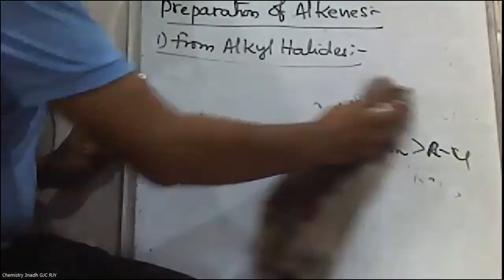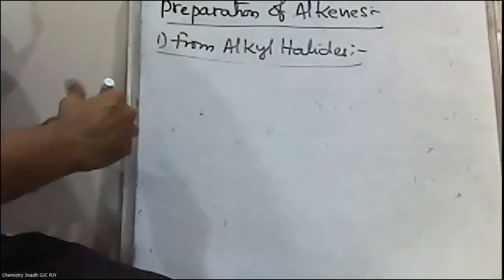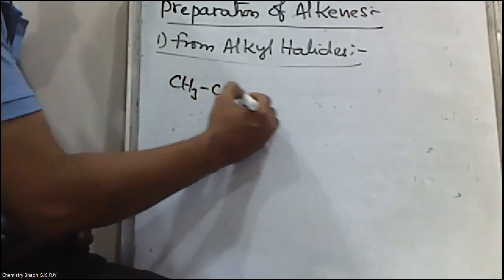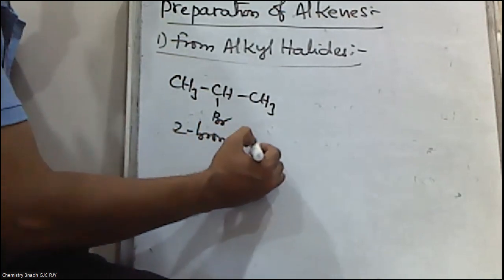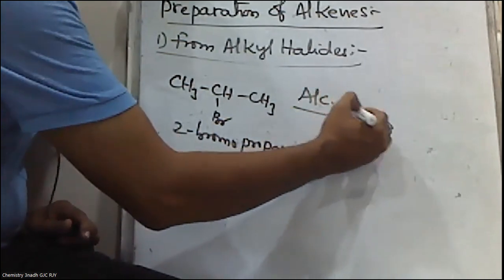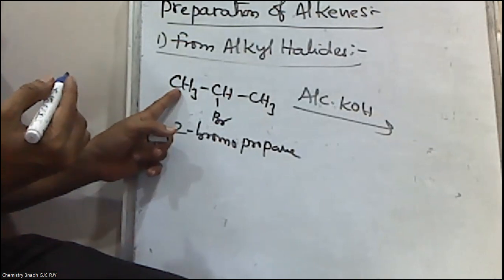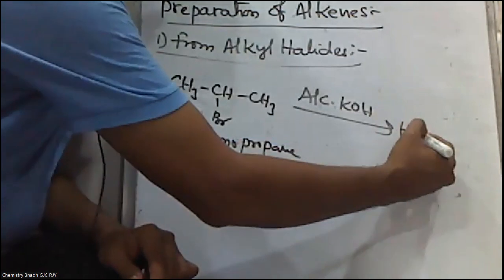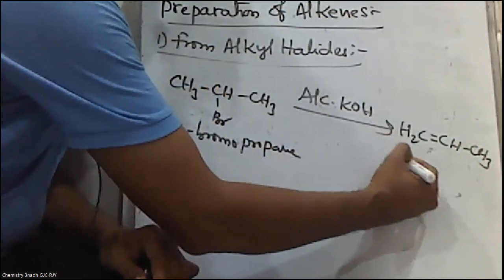So let me give you some examples. Then we can understand how to write the final product. For example, if you take 2-bromopropane, when treated with alcoholic KOH, elimination occurs. From this carbon, hydrogen will be removed, and from this carbon, bromine will be removed, and between these two, a double bond will be formed. So this is called propene.